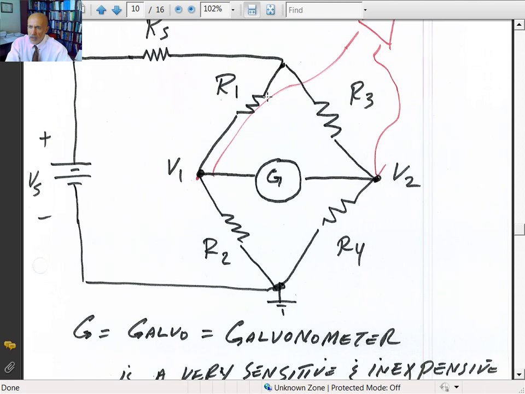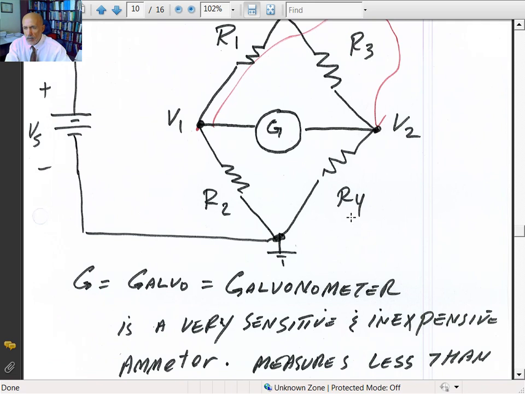By adjusting R1, R2, R3, and R4, it's possible to null the Galvo such that there's absolutely no current flowing to the meter here in the middle of our bridge. When that's the case, they say the bridge is balanced, and let's see at what conditions you will have a balanced bridge.